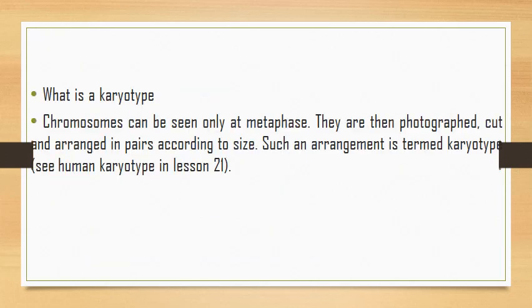What is karyotype? Chromosomes can be seen only at metaphase. They are then photographed, cut and arranged in pairs according to size. Such an arrangement is termed a karyotype.